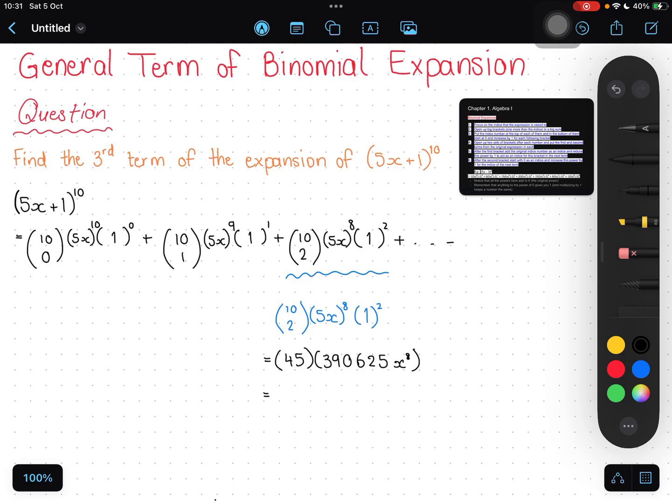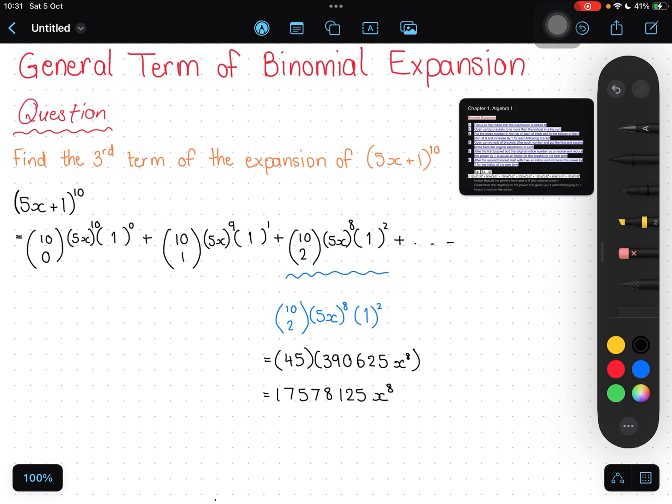So just multiply that out then. So it's 17,578,125. And then I have my x to the power of 8 at the end. So that is my third term. That's one way I can do it.